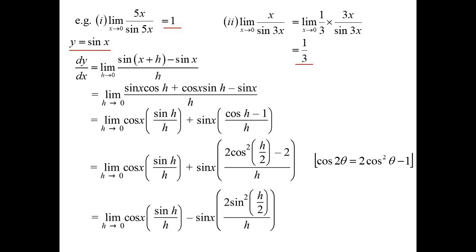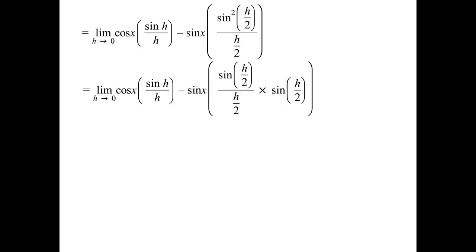But my limit is not sine squared on h, it's sine on h. So I factorise out the sine. I rewrite that 2 on h to make it a bit more obvious as h on 2, so the angle is matching the number. Now I'm okay, because I can sub 0 into everything now.